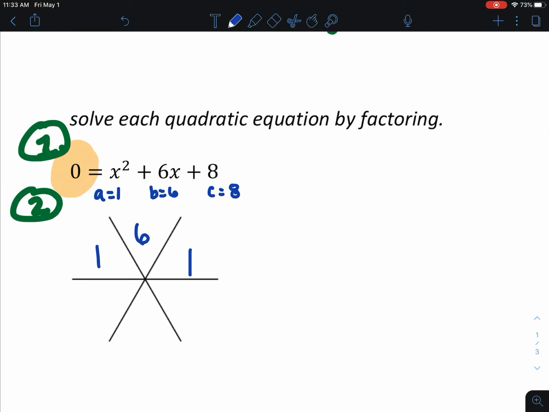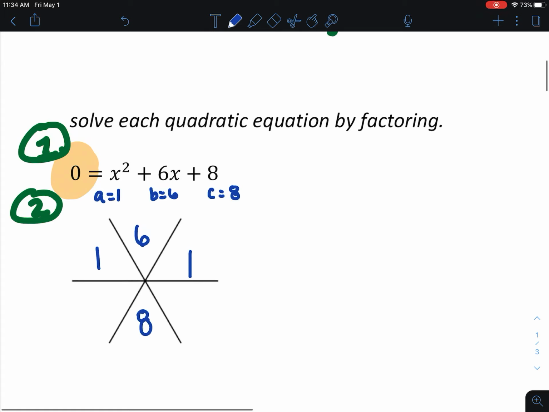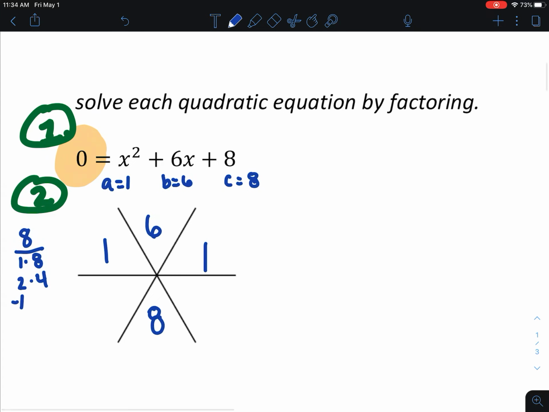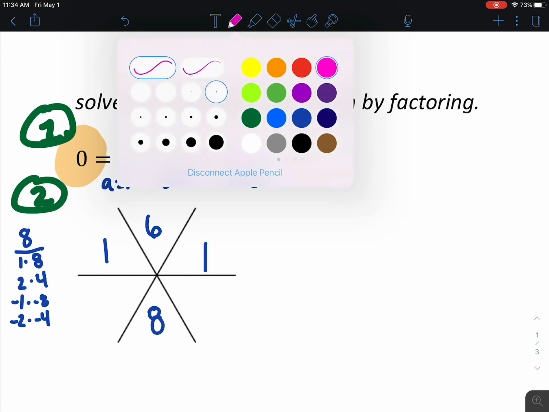I fill in the snowflake. A times C, 1 times 8, is just 8. So remember, I always start off with this bottom one first. Think of all the numbers that multiply to 8. 1 times 8, and 2 times 4. Think of other numbers too. Think of the negatives. Negative times negative is positive, so negative 1 times negative 8 works, and negative 2 times negative 4 works. Now go through all of these and see which one is going to add up to 6.